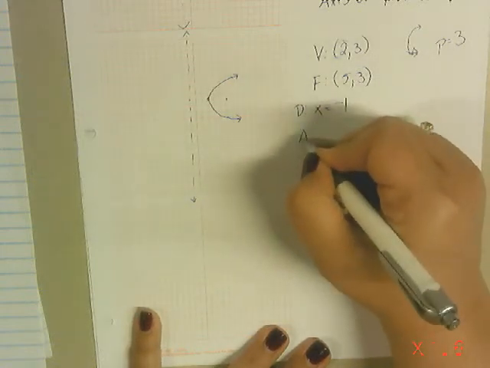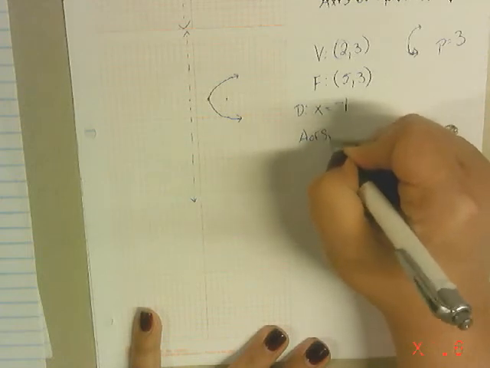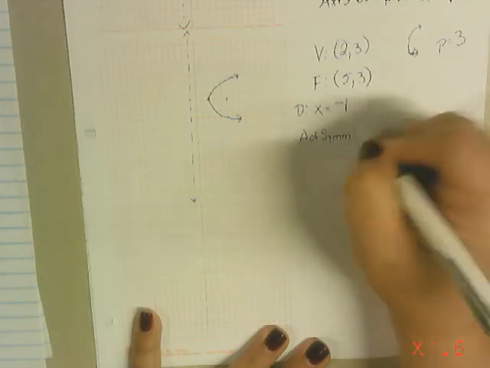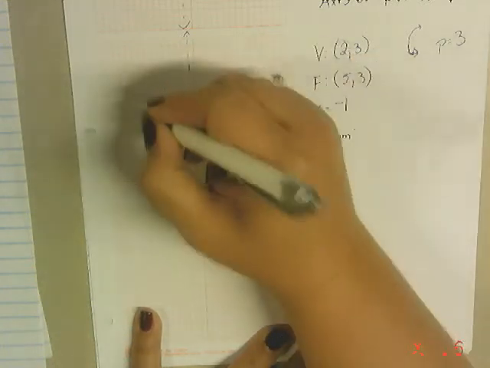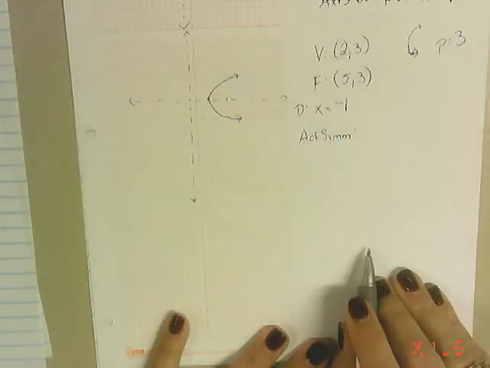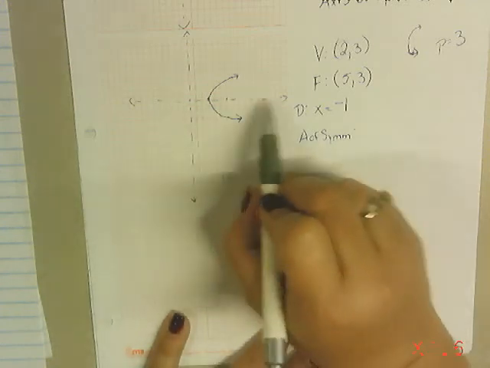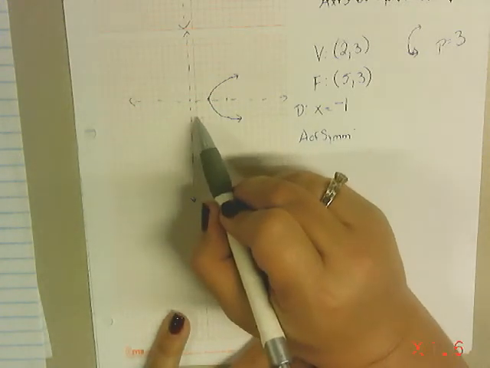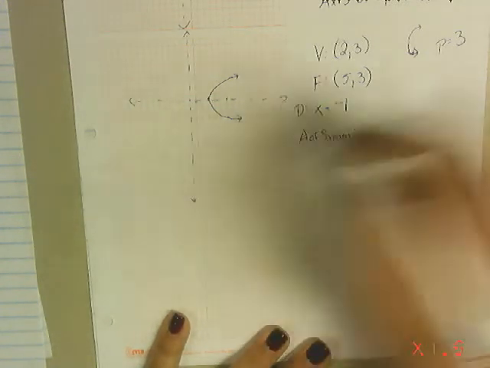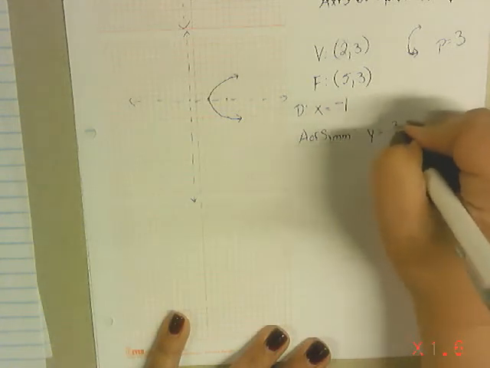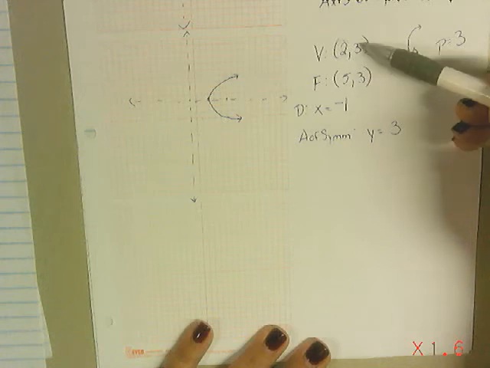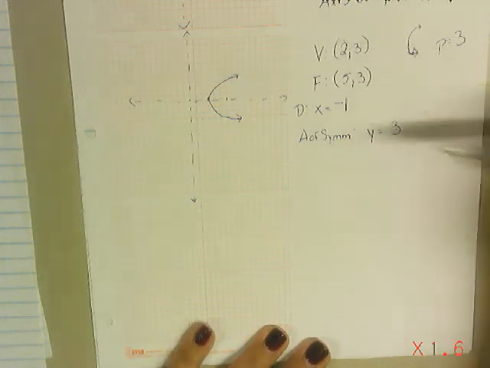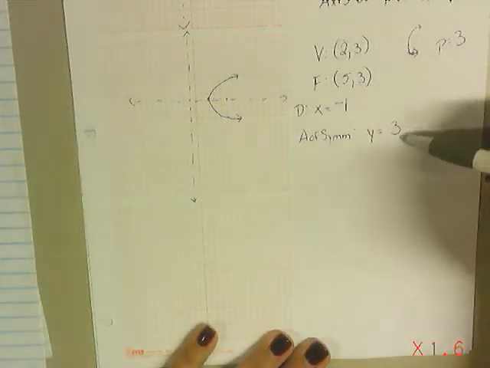My axis of symmetry is again my line that divides my parabola in half so it can fold onto itself. This time it's crossing the y-axis at 1, 2, 3. So that's y equals 3. And again, once you get the hang of it, you'll realize it's that number that's been staying the same the whole time. 3, 3, 3.